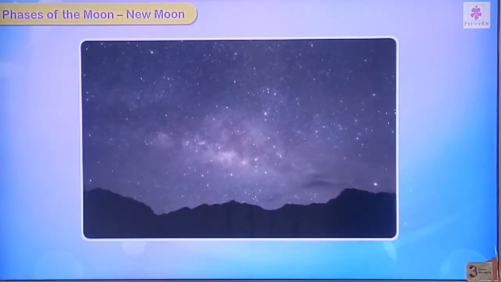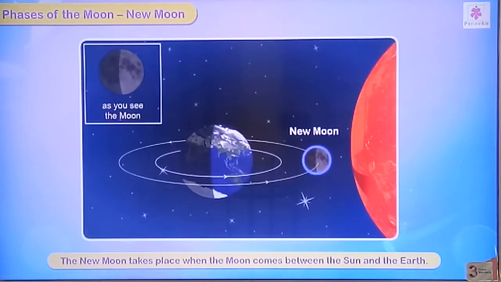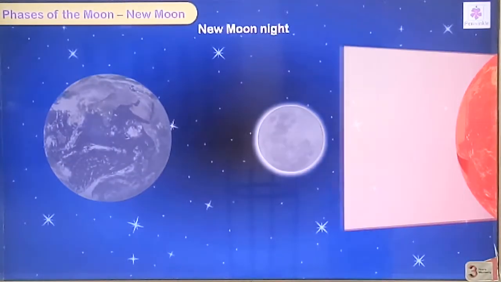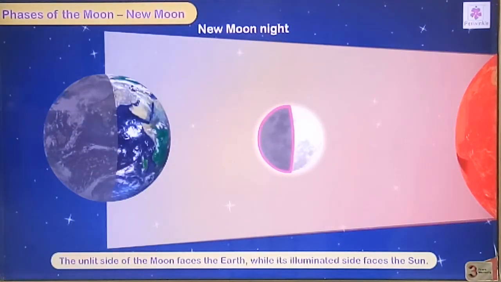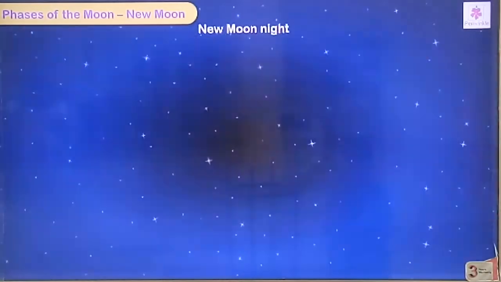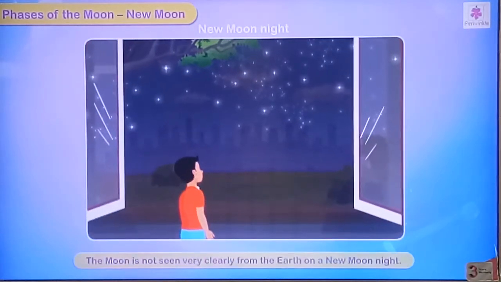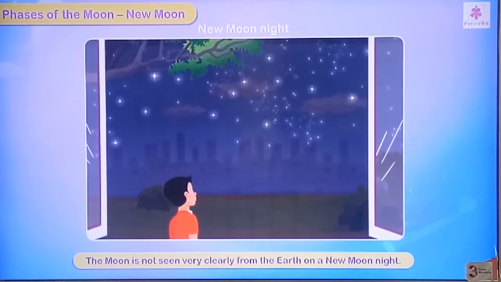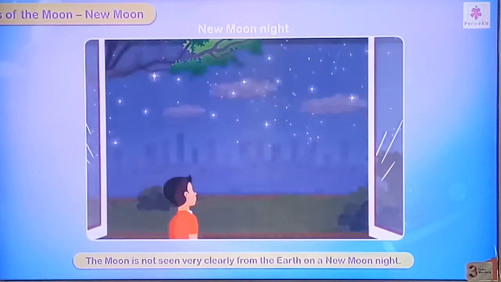Phases of the moon, and the next one is new moon. The new moon takes place when the moon comes between the sun and the earth. So here, the unlit side of the moon faces the earth while its illuminated side faces the sun, so that we are not able to see the moon. The moon is not seen very clearly from the earth on a new moon night.